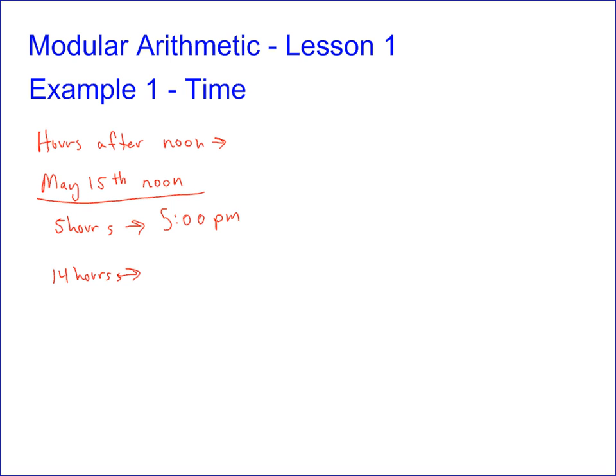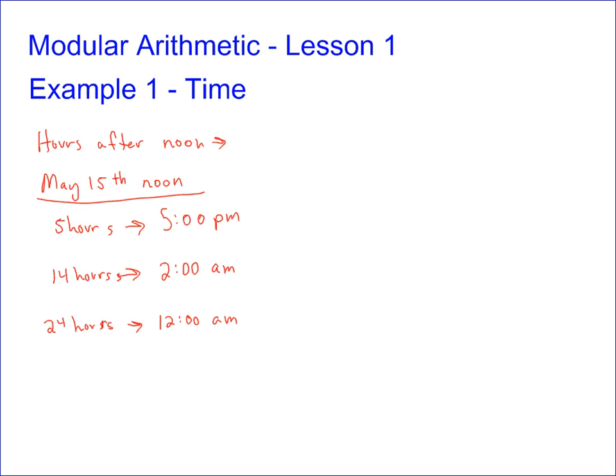So from noon till midnight is 12 hours, so we do 2 hours later, and we find out that 2 hours after midnight is 2 a.m. So 14 hours after noon is 2 a.m. If I did 24 hours after noon, we would find out that it is exactly the same time as it started. It is noon. It becomes 12 a.m. So we all should have a pretty good understanding about how clocks work.